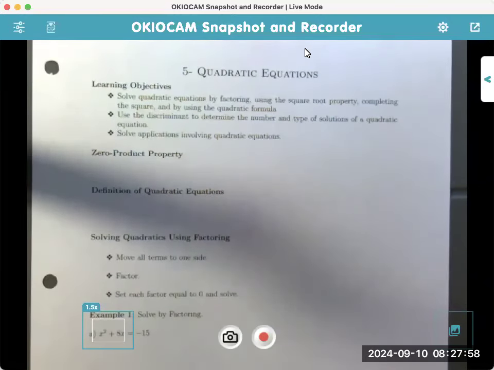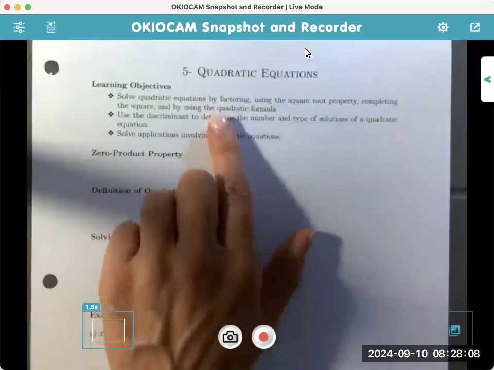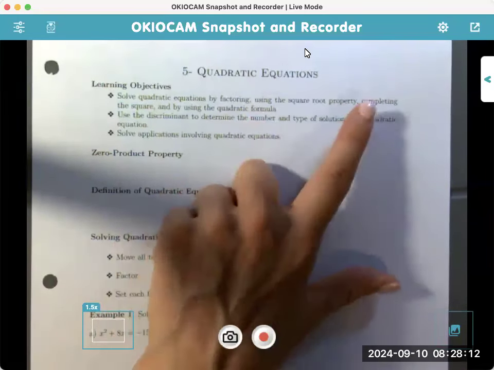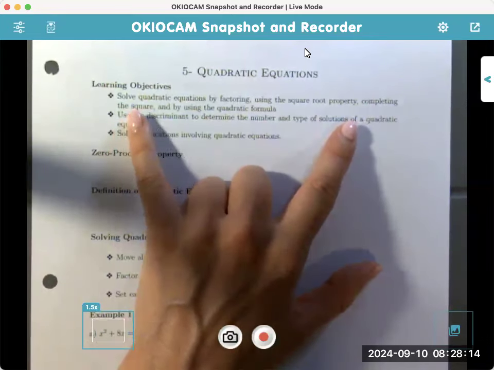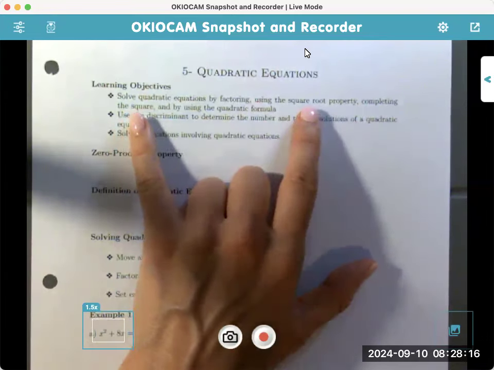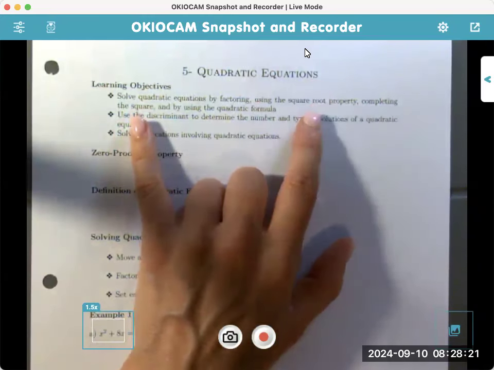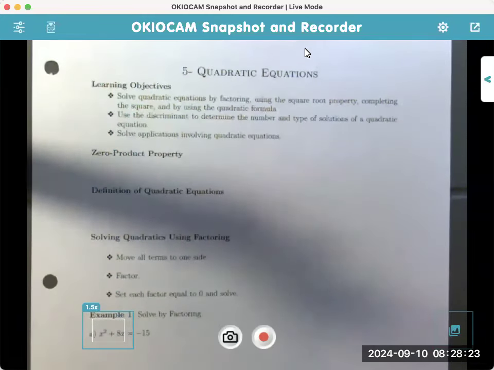So learning objectives: solve quadratic equations by factoring, using the square root property, completing the square, and using the quadratic formula. You're probably already familiar with a bunch of these, especially the quadratic formula. If not, that's fine. That's why we're going over it. Completing the square might be new, and the square root property you're probably at least semi-familiar with, but we're going to go over it, obviously. Then talk about the discriminant, and then solve applications.